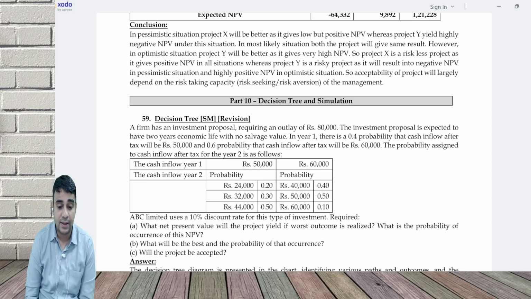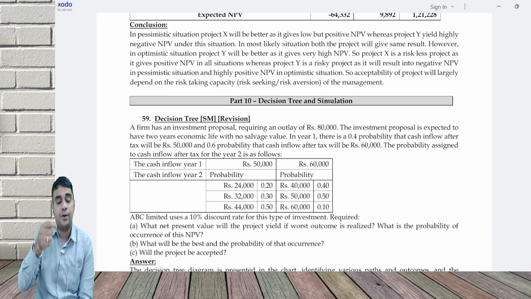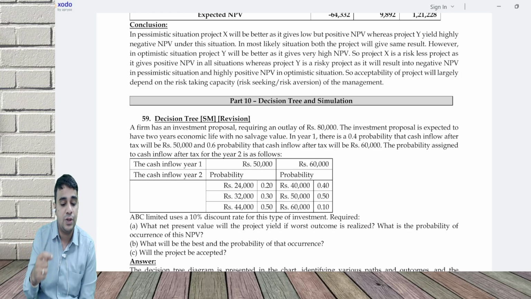0.6 probability that cash inflow will be 60,000. Probability assigned to cash flow after tax for year 2 is as under. If in first year you get 50,000, then it can be 24, 32, 44. If it is 60,000, it can be 40, 50 and 60. There are probabilities attached to year 1 and year 2.